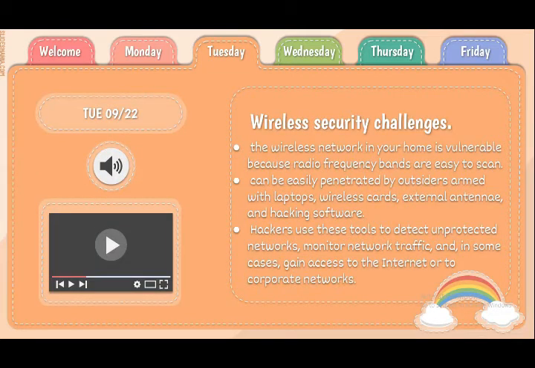Okay, for the wireless security challenge, the wireless network in your home is vulnerable because radio frequency bands are easy to scan. It can be easily penetrated by outsiders armed with laptops, wireless cards, external antennas, and hacking software. Hackers use these tools to detect unprotected networks, monitor network traffic, and in some cases gain access to the internet or to corporate networks.